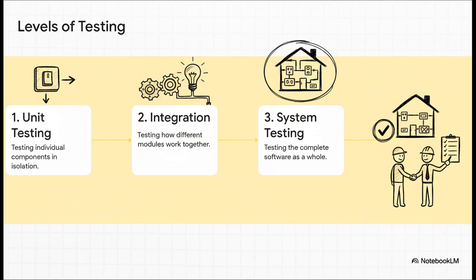Testing also happens in layers, building up from the smallest part to the whole shebang. You start with unit testing, testing one tiny piece, like a single light switch. Then you move to integration testing to see if the switch actually turns on the right light. After that comes system testing, where you check the whole house's electrical system. And finally, you have acceptance testing. That's the final walkthrough with the homeowner, where they give the thumbs up.